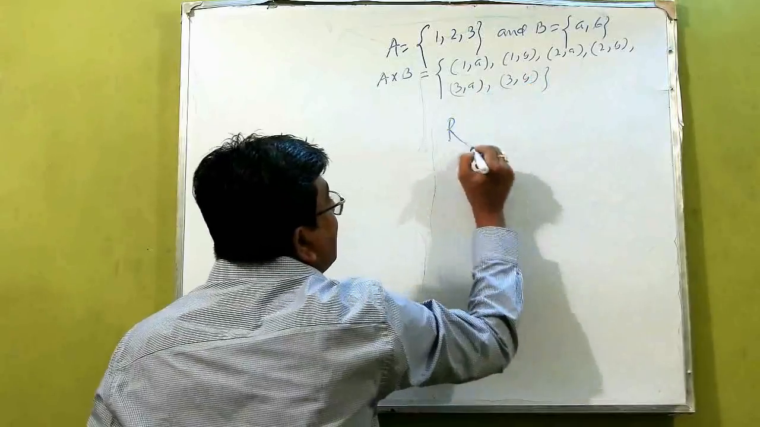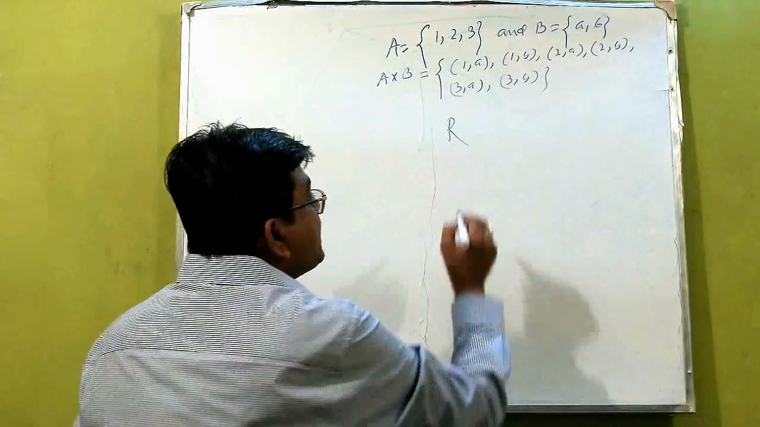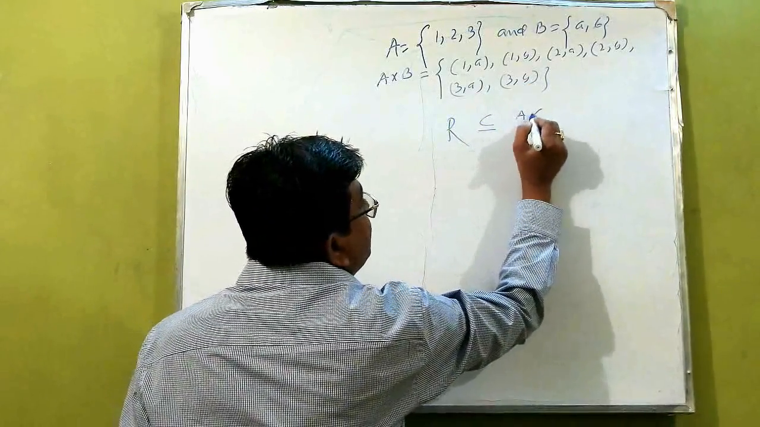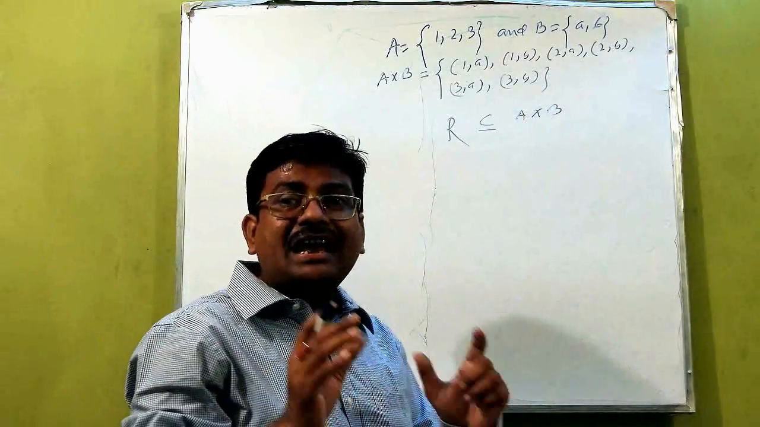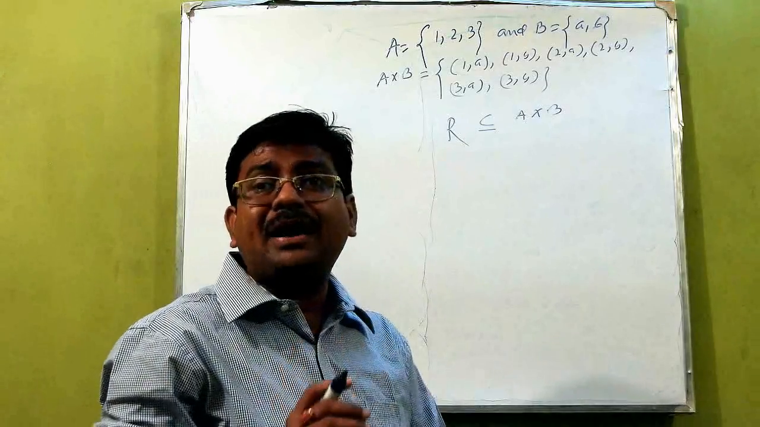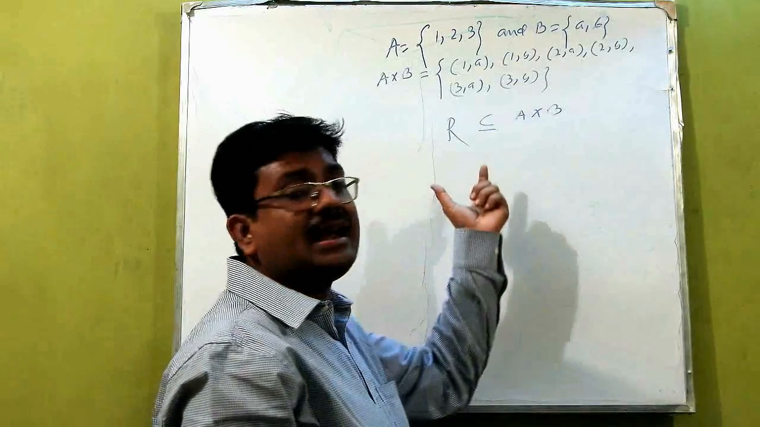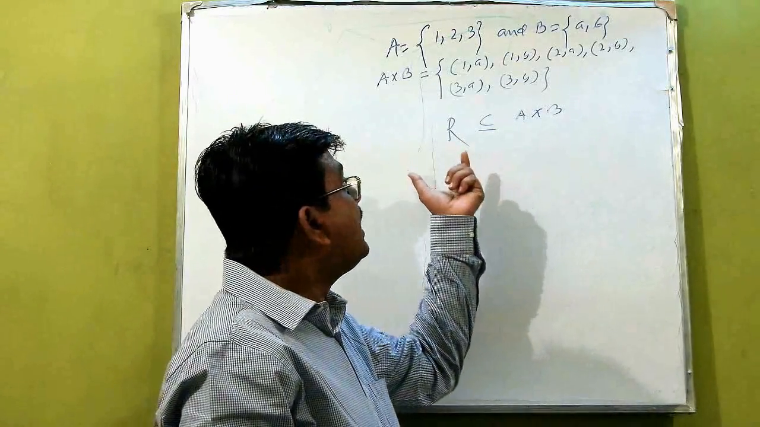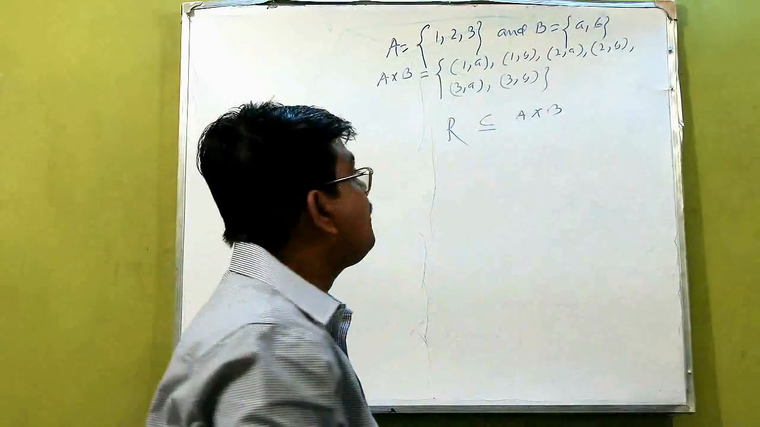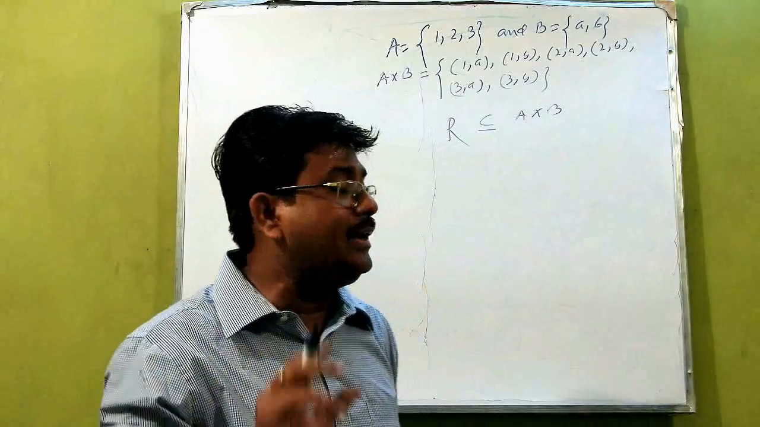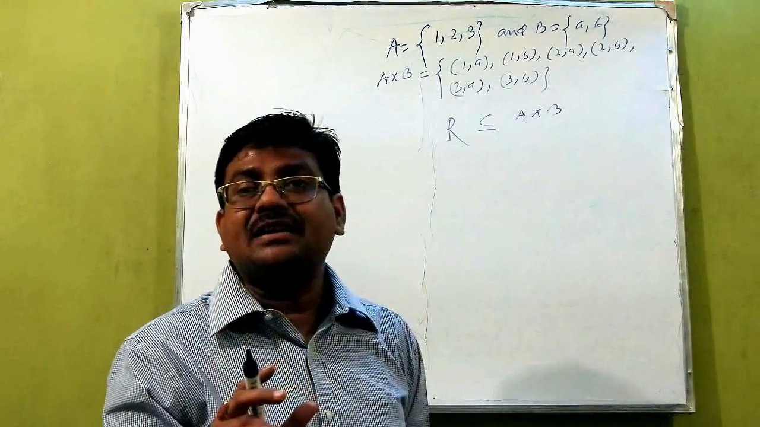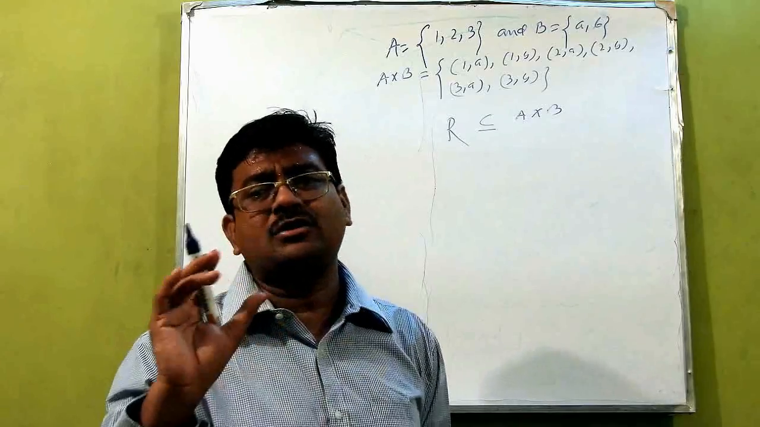Therefore, R, that is the relation, is a subset of A cross B. That means the elements, that is the ordered pairs, belonging to the relation R are already contained in A cross B. Relation is a rule by which we collect the ordered pairs from A cross B.